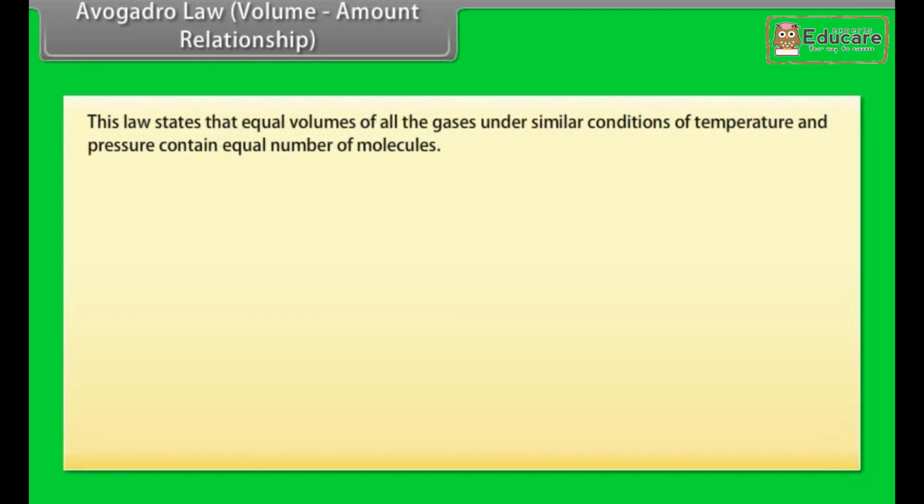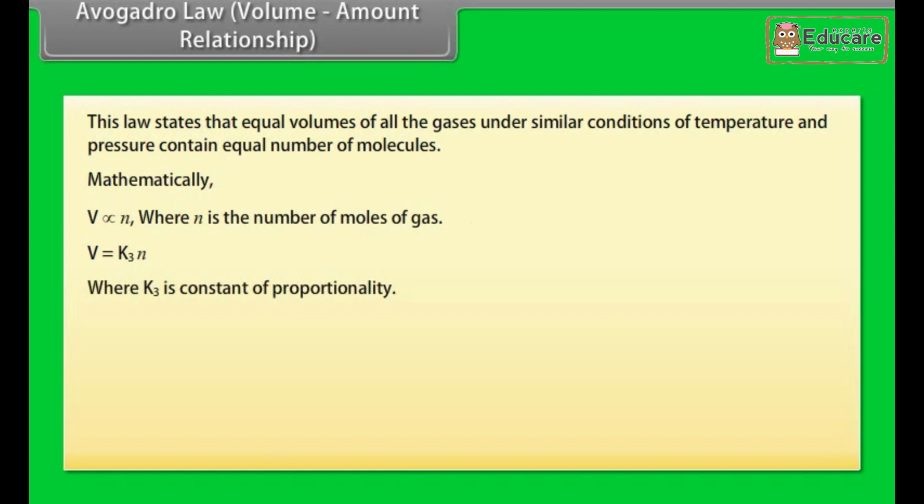Avogadro's law. Volume-amount relationship. This law states that equal volumes of all gases under similar conditions of temperature and pressure contain an equal number of molecules. Mathematically, volume is directly proportional to the number of moles of gas. V is equal to K3 n, where K3 is the constant of proportionality.